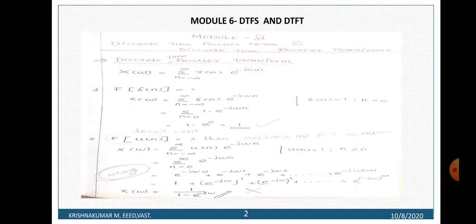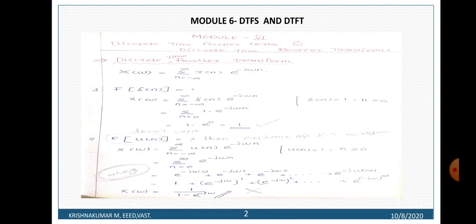Then first one, we have to find the Fourier transform of del of n. Del of n means impulse sequence. So Fourier transform of del of n is what we have to find out. So the formula is X of omega is equal to sigma n is equal to minus infinity to infinity x of n e raised to minus j omega n. Here x of n is equal to del of n.